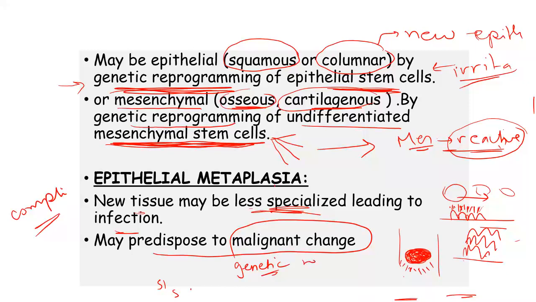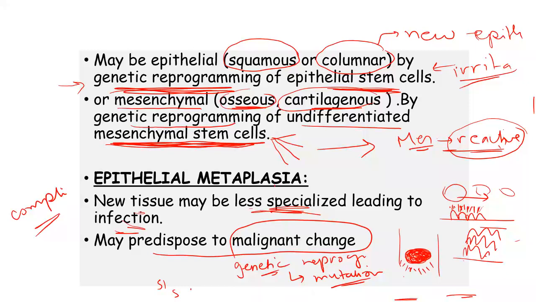This genetic reprogramming can lead to some mutation in these stem cells, and this mutation in the genes can lead to malignancy. And so actually metaplasia is not a very nice adaptation. It is not a very good or nice adaptation. It can lead to infection and can predispose to malignant change.